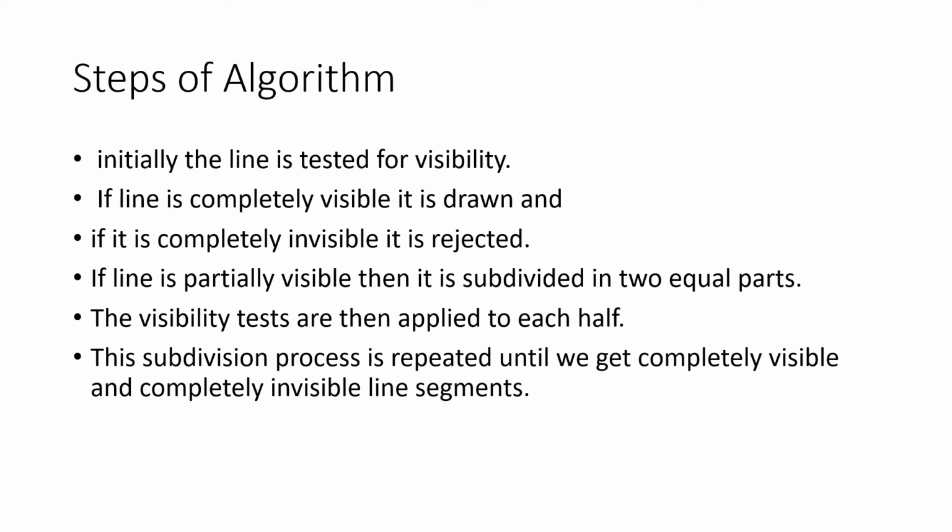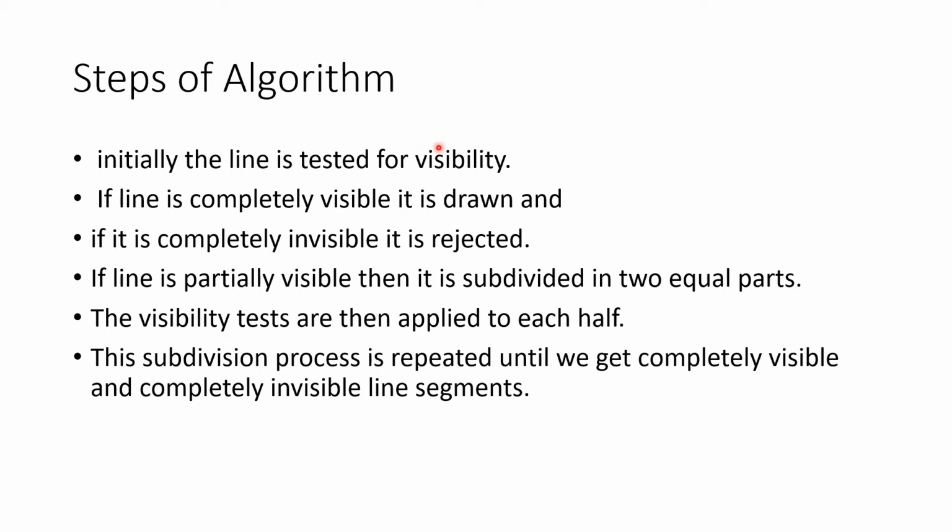Here we have steps of the algorithm. Initially the line is tested for visibility. We all know what visibility means. If it is inside the window it is visible, otherwise it is not visible. If it is partially visible we have cases for that. We have to clip for that. So initially this line is tested for visibility.